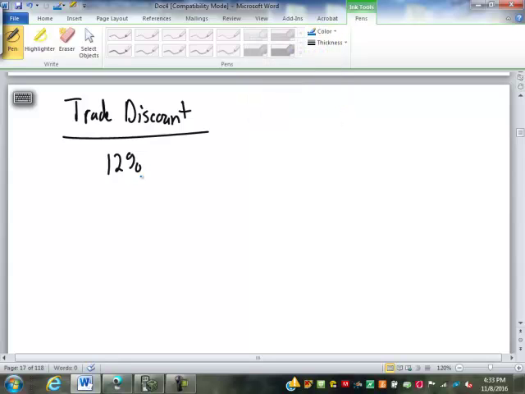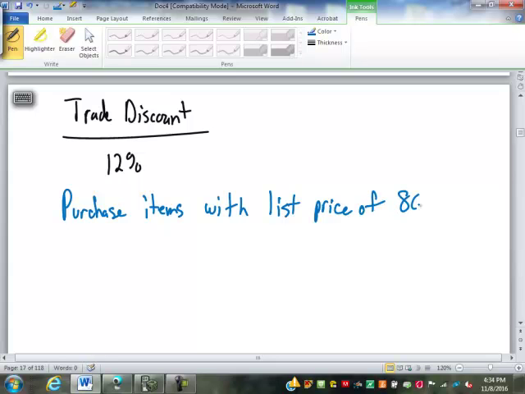So if you purchase items with a list price of $800. List price just means full price. So the question here is, how much do you pay?